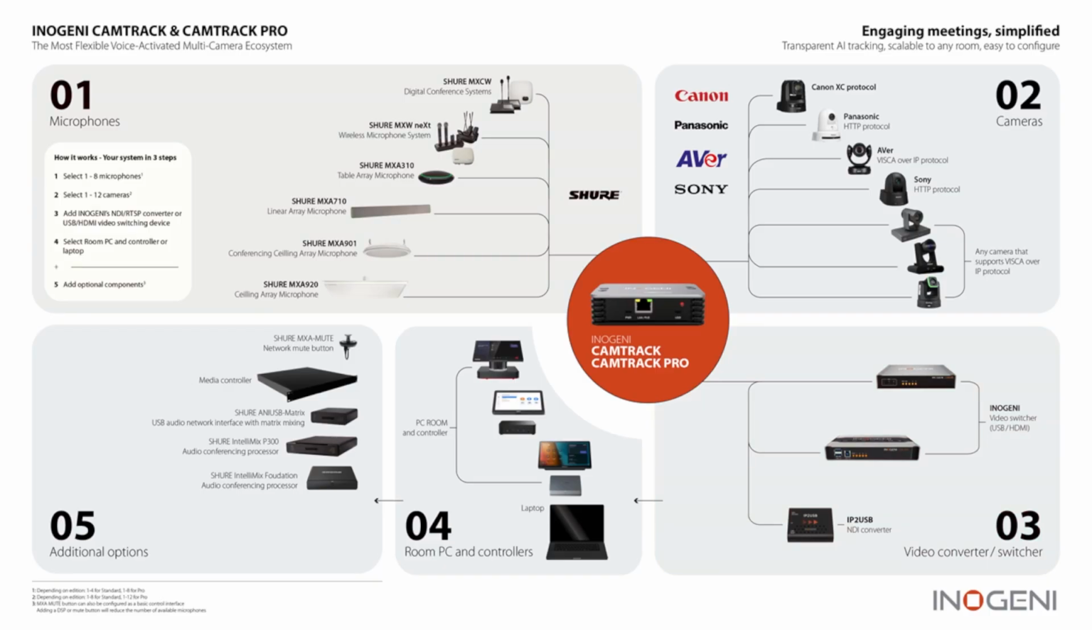The system is compatible with Shure MXA901, MXA910, MXA920, MXA710, and MXA310 microphones, as well as Microflex Wireless Next and Microflex Complete wireless systems. It can also be powered by Shure's DSPs such as P300 and any USB matrix interface or the IMX Room software. The standard CamTrack can obtain data from up to 4 Shure audio devices, while the Pro version can use up to 8.